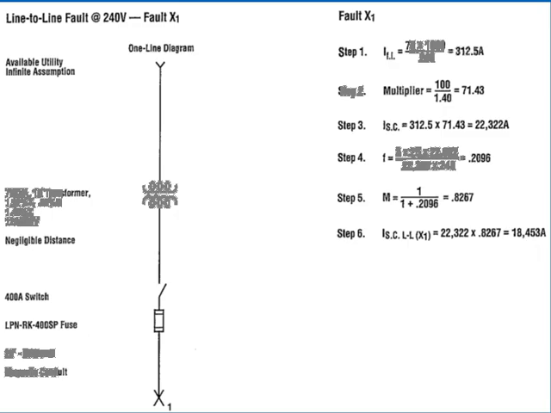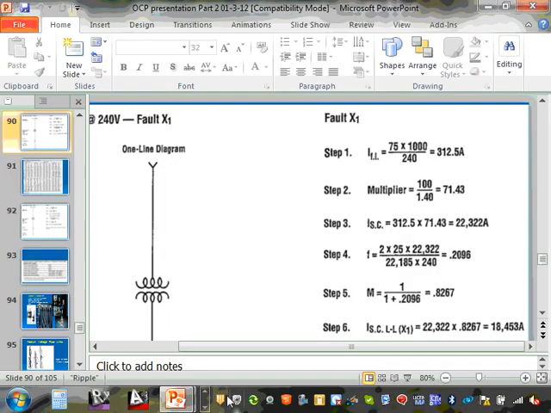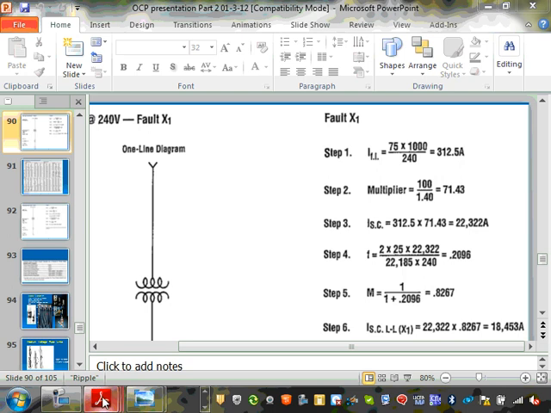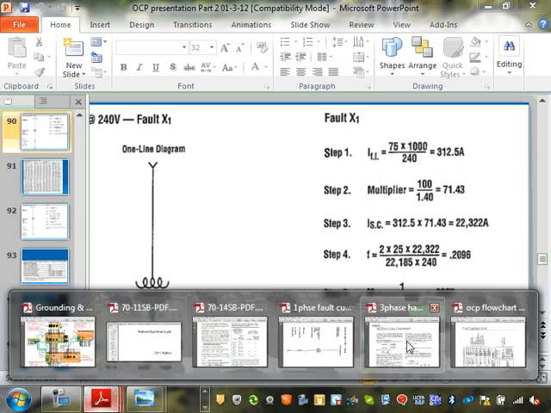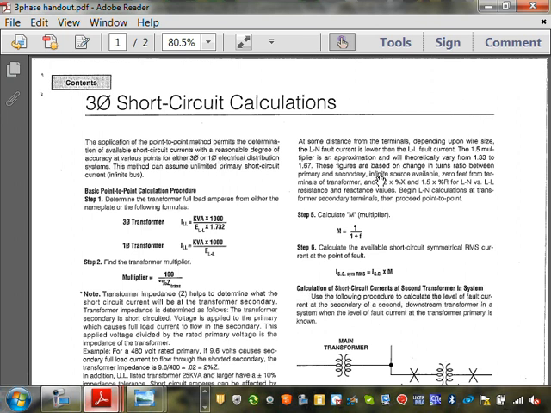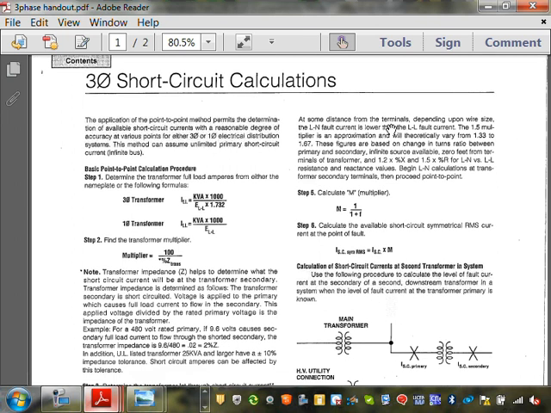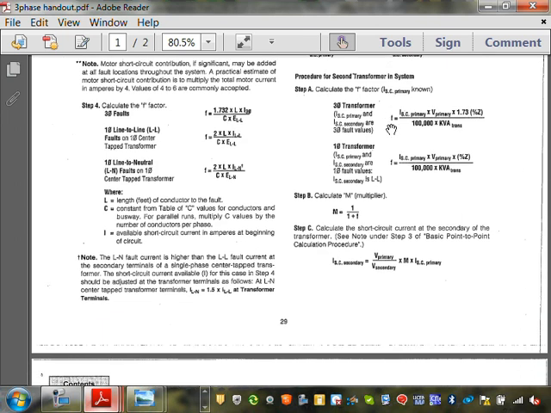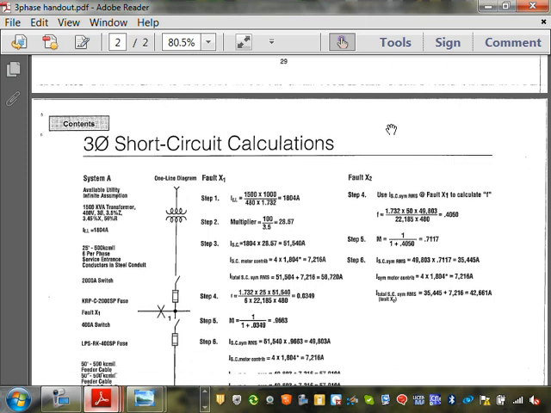When you do short circuit calculation by hand, guys, let's go directly to three-phase. Here's the document that we should have given you. This document will give you how to calculate short circuit on equipment. I'm going to take you directly into the steps right in here.